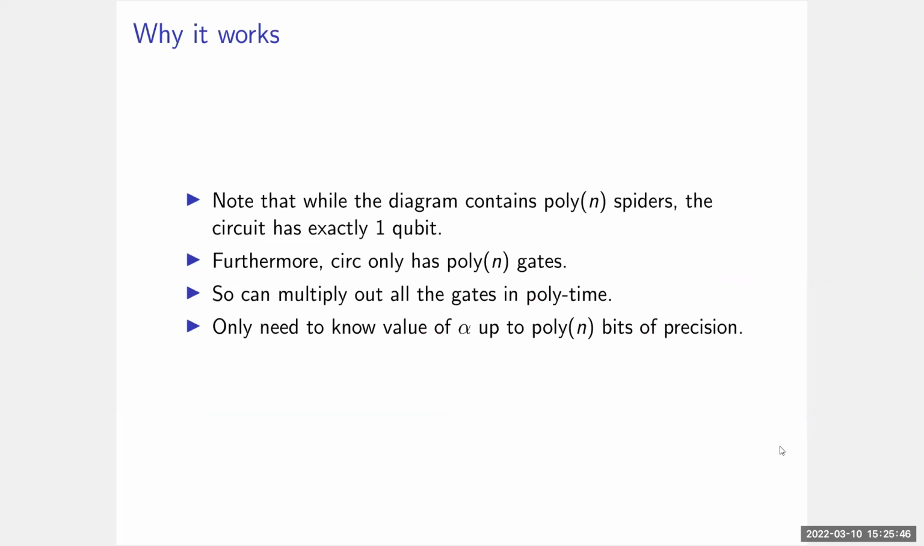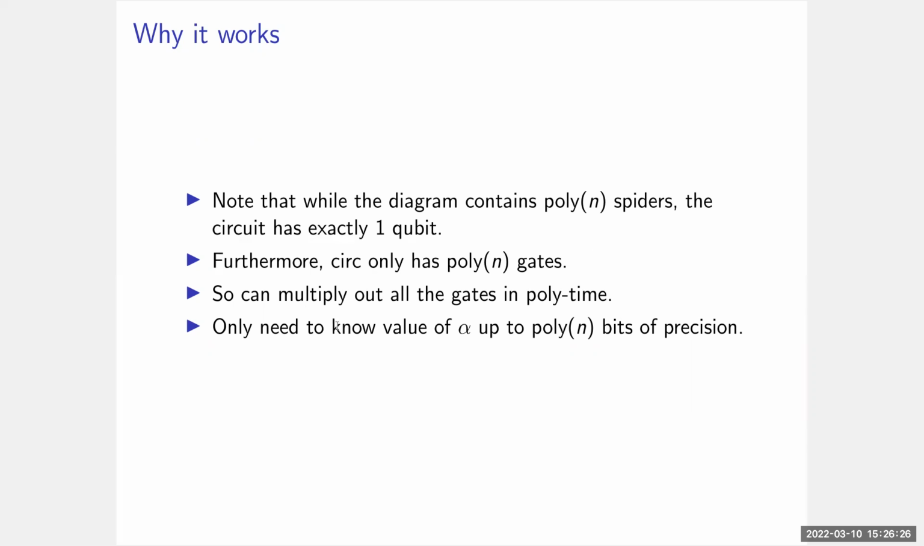Okay, so why does this work? Well, the diagram contains a polynomial number of spiders, a polynomial number of variables of the SAT instance, but the circuit has exactly one qubit. That means the circuit itself is very simple, because the number of qubits doesn't grow with the SAT instance. And furthermore, our requirement is that the circuit has a polynomial number of gates in the number of spiders of the diagram, which means the circuit has a polynomial number of gates. And multiplying out a polynomial number of constant-size matrices takes polynomial time. So this is all fine. This all works out efficiently.